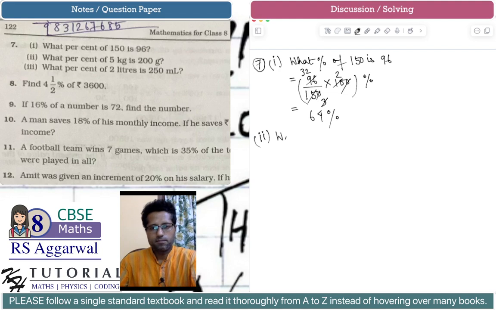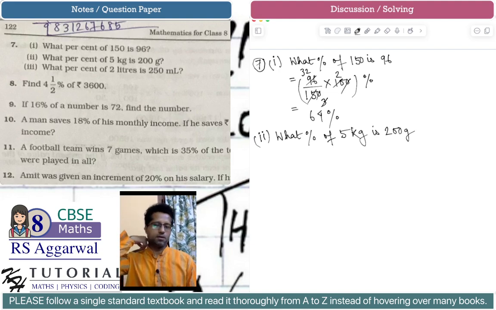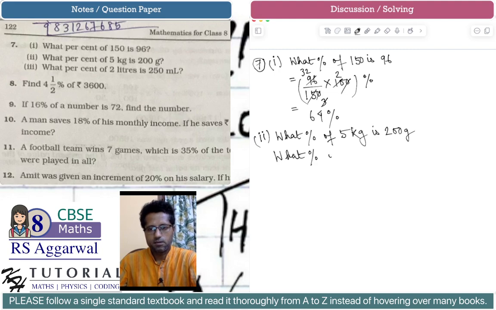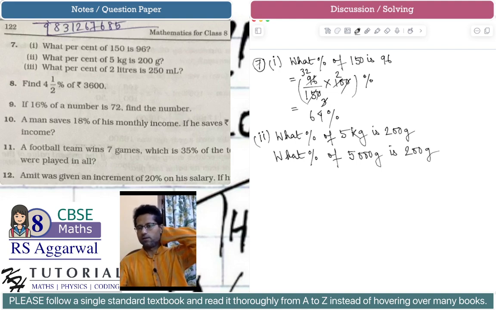What percentage of 5 kg is 200 gram? Now we see that both the quantities, 200 gram and 5 kg, are of the same type, that is weight, but the units are different. One is in gram and one is in kg. So it's better we convert the kg into gram. So the question becomes, what percentage of 5000 gram is 200 gram?